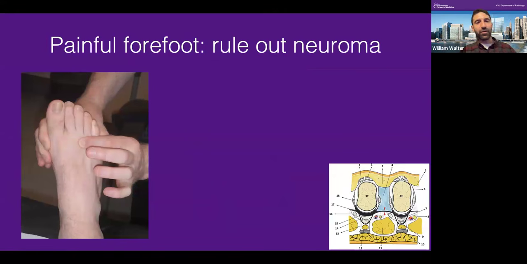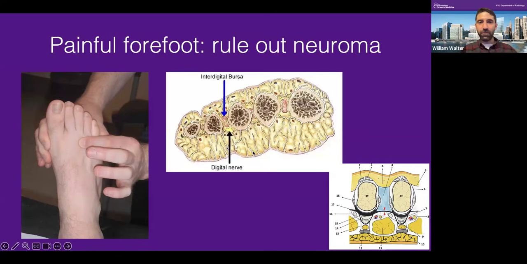All right, the last topic we'll cover here is neuroma, interdigital neuroma. So this is a patient with suspected Morton's neuroma. They have a positive Mulder sign, and we'll look at some imaging findings of Morton's neuroma.